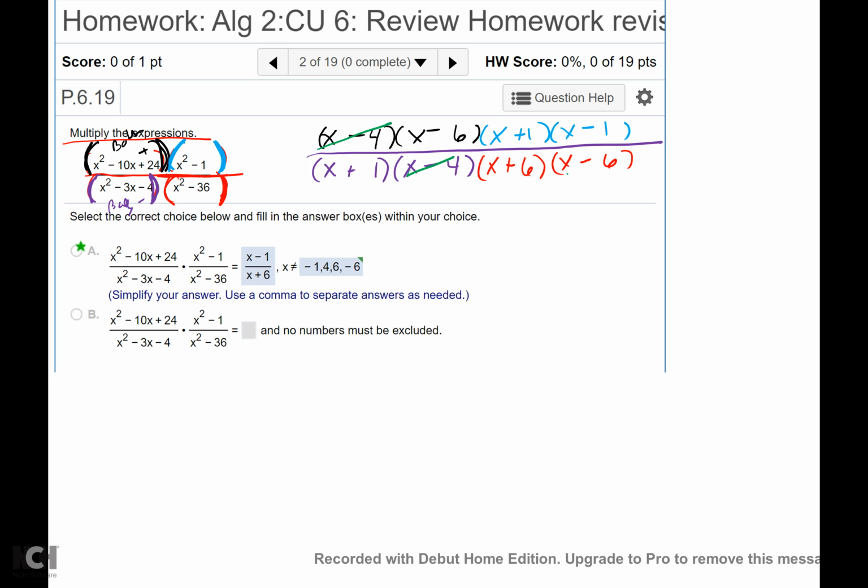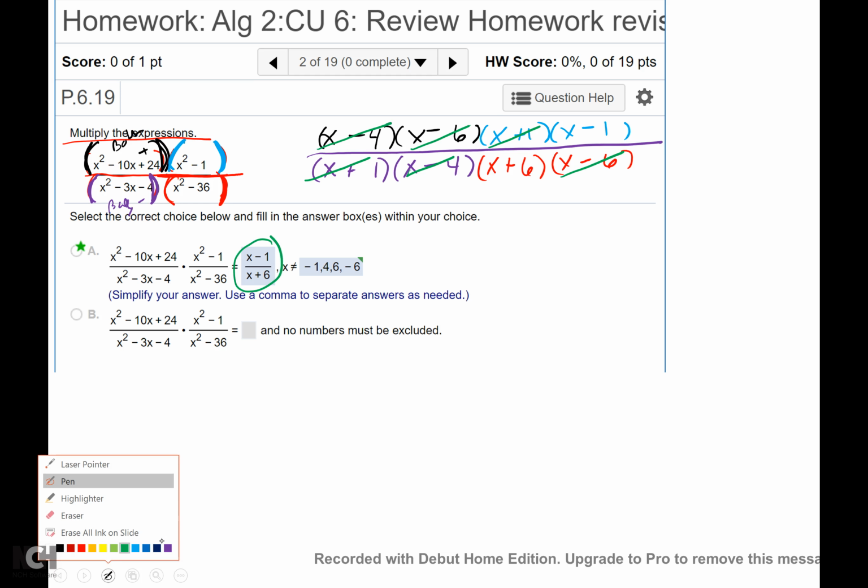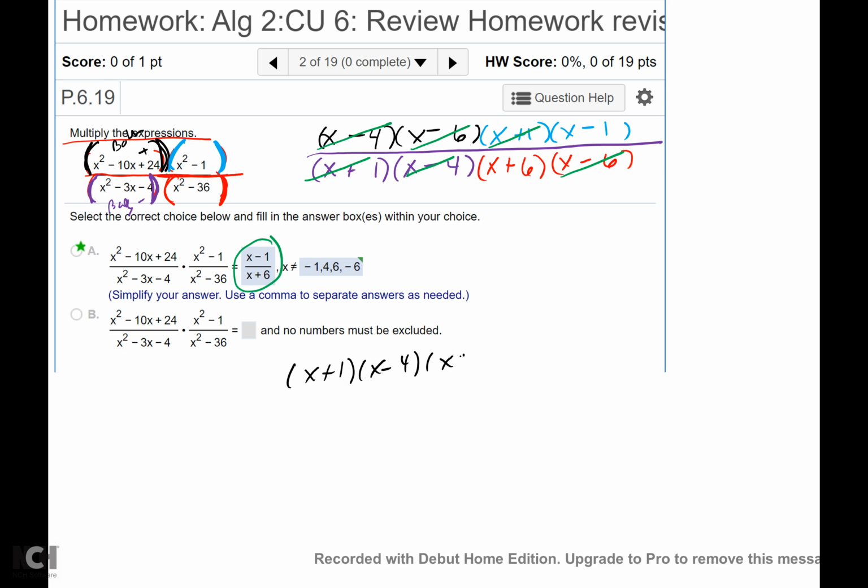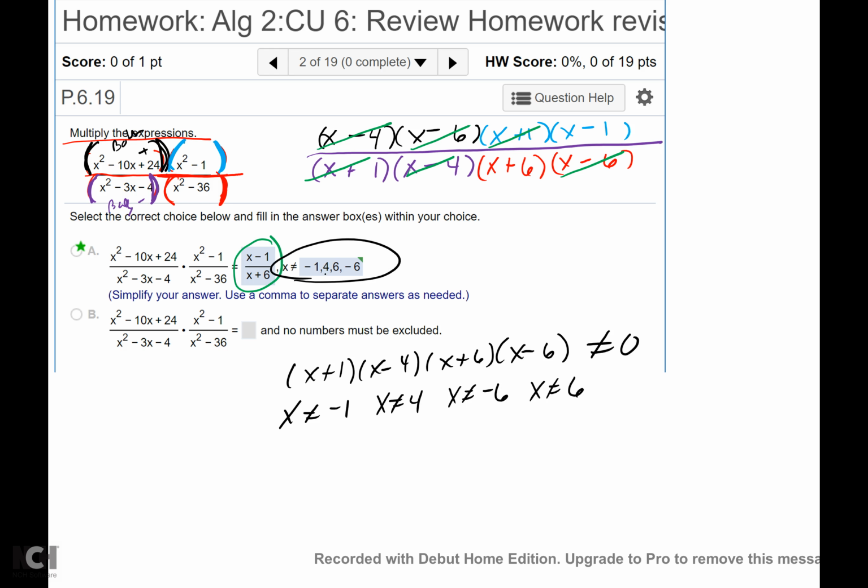X minus 4 is gone, x minus 6 is gone, x plus 1 is gone, and what's left is x plus 1 over x plus 6. But to make your list of everything that your denominator can't be, you say Mr. Denominator before you canceled. So you say x plus 1 times x minus 4 times x plus 6 times x minus 6 can never equal 0. Which means x can never equal negative 1, x can never equal 4, x can never equal negative 6, and x can never equal positive 6. So that's where this came from. Okay?